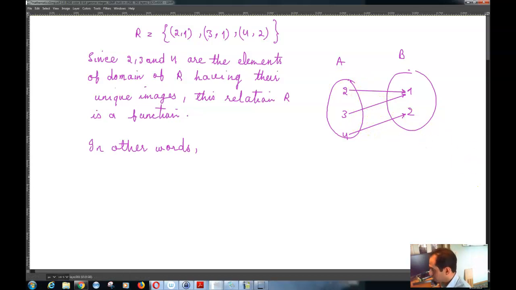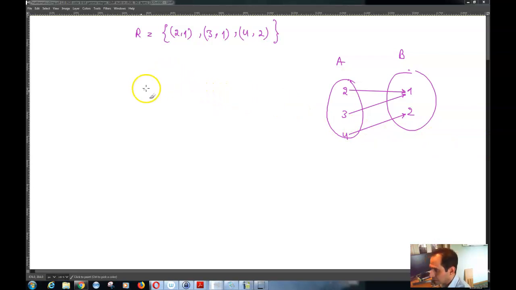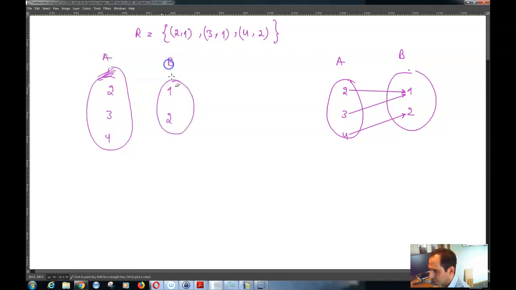But not the other way around, meaning that, for example, if you had this situation over here, for example 2, 3, 4, and 1 and 2, and let's say that this set is A and this set over here is B, and then let's say that, for example, 2 goes to 1 and also goes to 2.